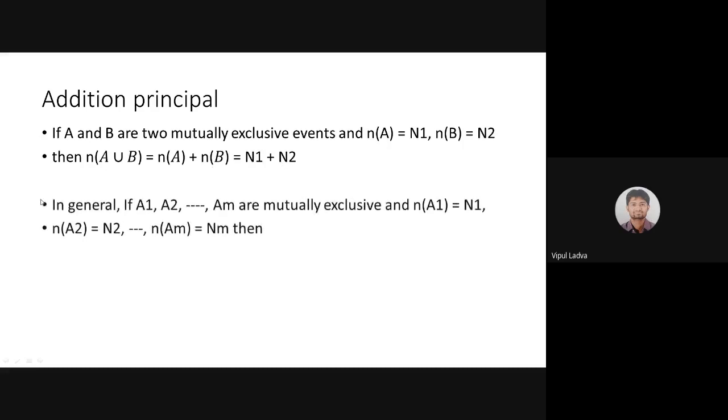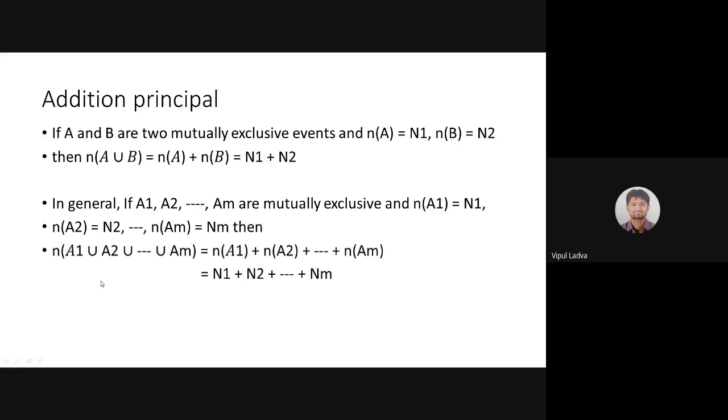In the general case, if we have more than two events instead of A and B, and all must be mutually exclusive, suppose I have A, B, C, three mutually exclusive events, then that formula will lead to number of A plus number of B plus number of C. If my events are A1, A2, A3 up to AM, then the formula will be number of A1 plus number of A2 plus up to number of AM. The message from this slide is that if events are mutually exclusive, then their probabilities get added.